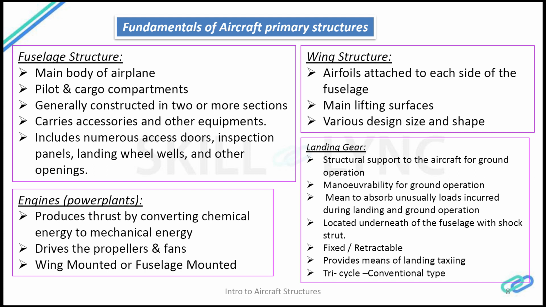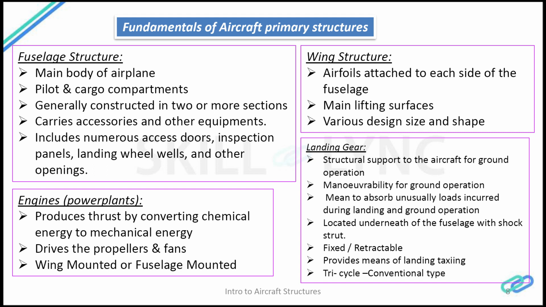Having classified the primary and secondary structures, let's see the functions, the purpose for which they are used. First of all, the fuselage structure. The fuselage structure serves as the main body of an airplane. There are pilot and cargo compartments, and obviously passenger compartments as well, and they are generally constructed in two or more sections.